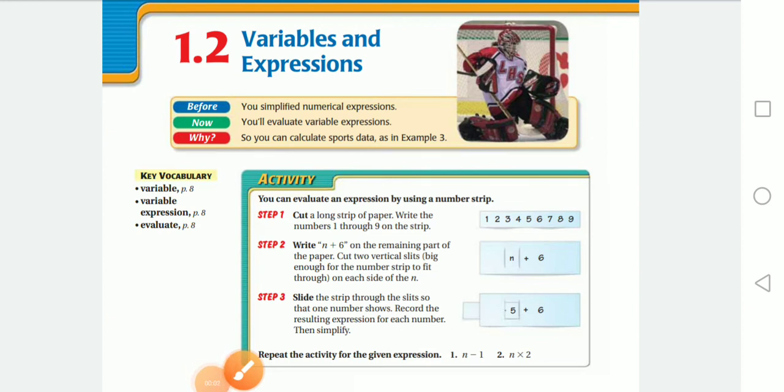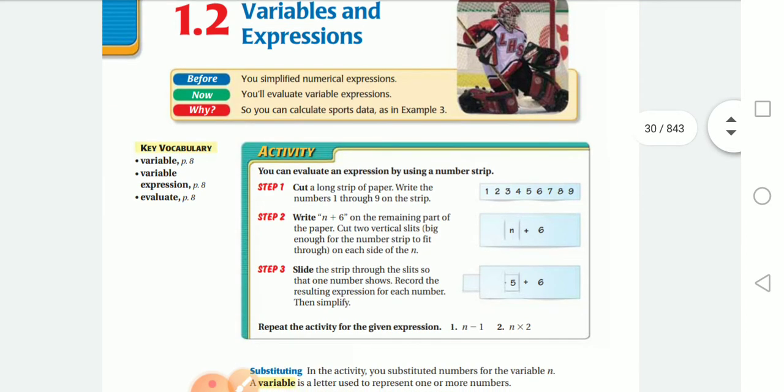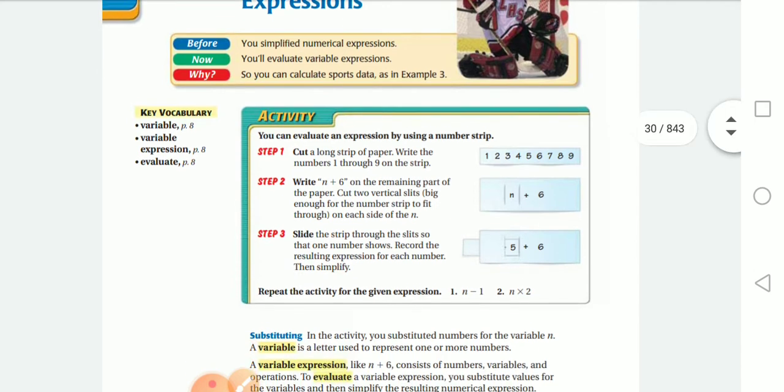I hope you're fine. Today we are going to talk about lesson 2: variables and expressions. Okay, let's start. Before, you simplified numerical expressions, remember? Now you're going to evaluate variable expressions. Why? You can calculate sport data, as in example 3. Okay, let's see together what we are talking about.